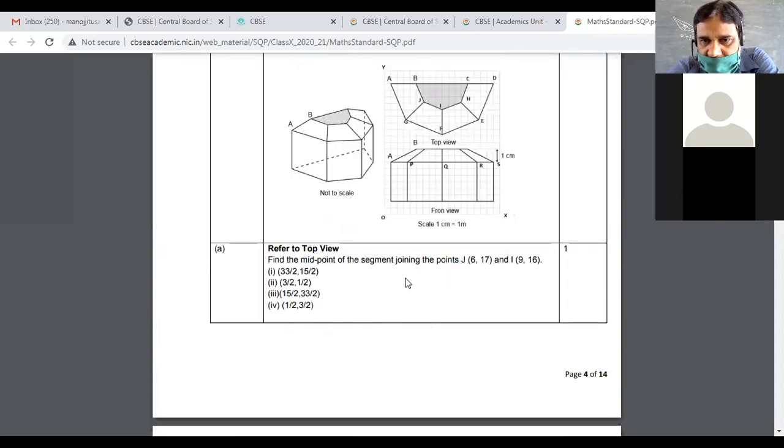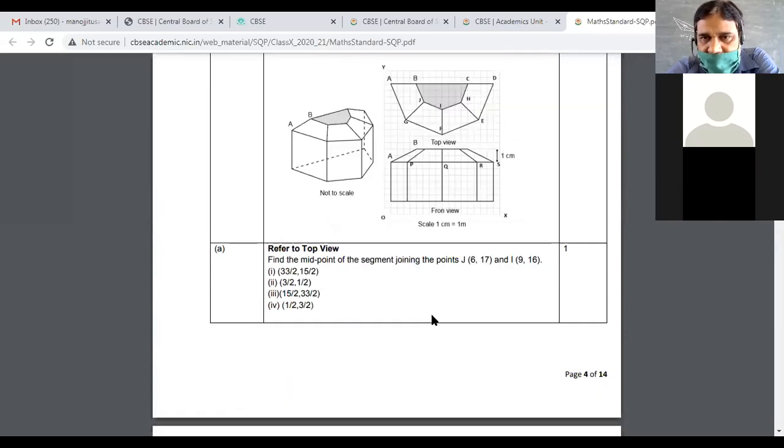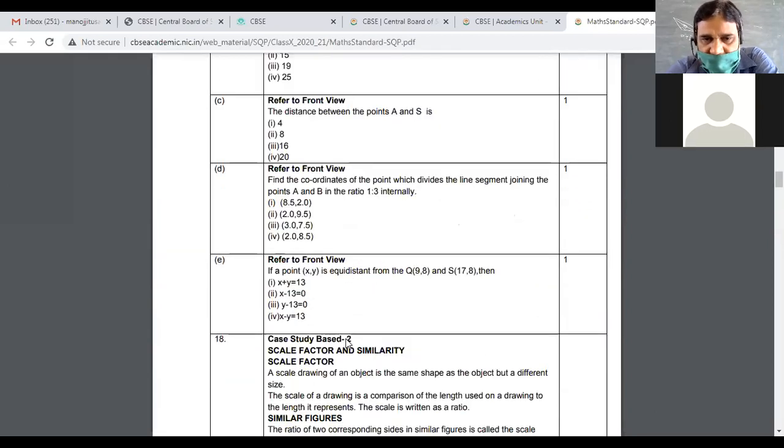So A is just directly based on the formula. Like that, the distance of the point P from the y-axis. This is point P, and this is the distance. Here the scale is already given, so based on the scale you have to find it out. Like this. This is one.